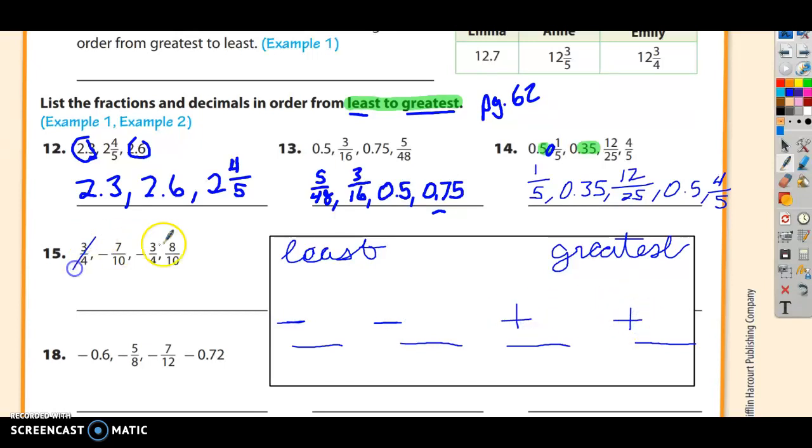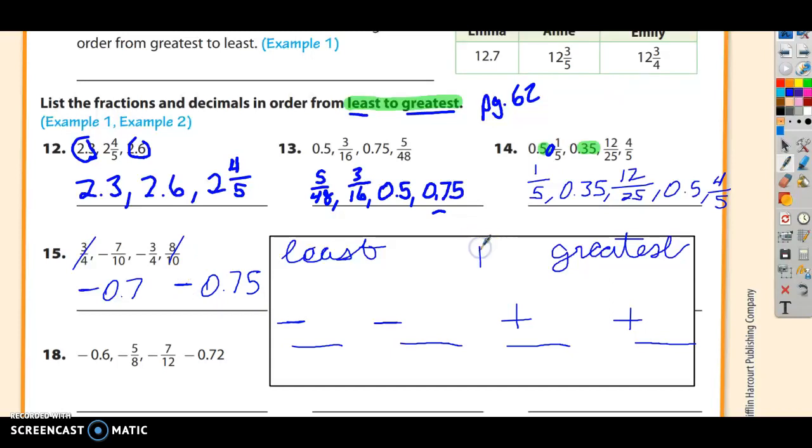Right now I can just ignore these, and I can just worry about my negatives. I do need to compare those though. Which one would go first? Which one's more negative? You could pretty easily convert these to decimals. Do you remember from the number line that 7 over 10 is 0.7? So I've got negative 0.7, and then this one, 3/4. Do you remember that's 0.75? And that's also negative.